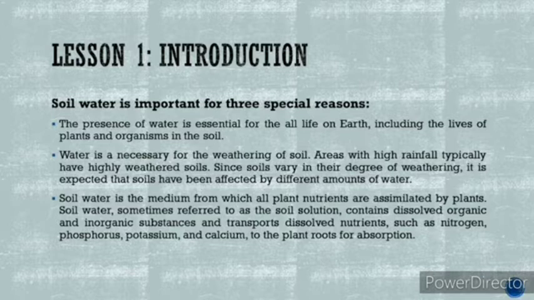Since soils vary in their degree of weathering, it is expected that soils have been affected by different amounts of water. Soil water is the medium from which all plant nutrients are assimilated by plants. Soil water, sometimes referred to as soil solution, contains dissolved organic and inorganic substances and transports dissolved nutrients such as nitrogen, phosphorus, potassium, and calcium to the plant roots for absorption.